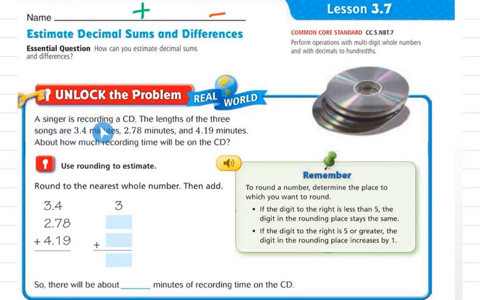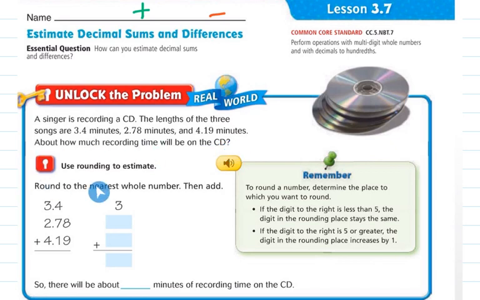A singer is recording a CD. The lengths of the three songs are 3 and 4/10 minutes, 2 and 78/100 minutes, and 4 and 19/100 minutes. About how much recording time will be on the CD?